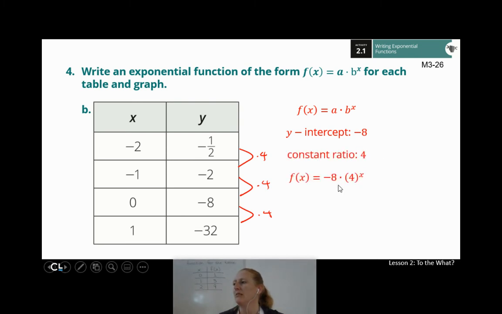Sweet. I'm going to write my function. f of x equals -8 times 4 to the x power. Yay.